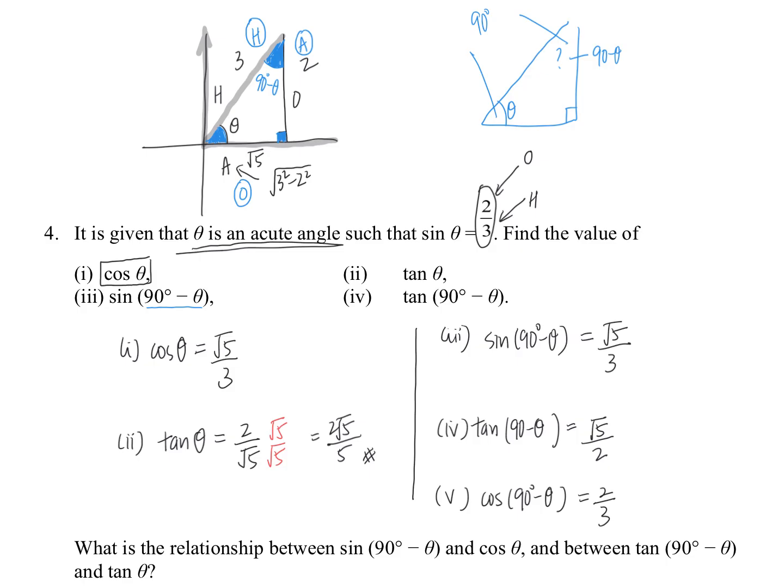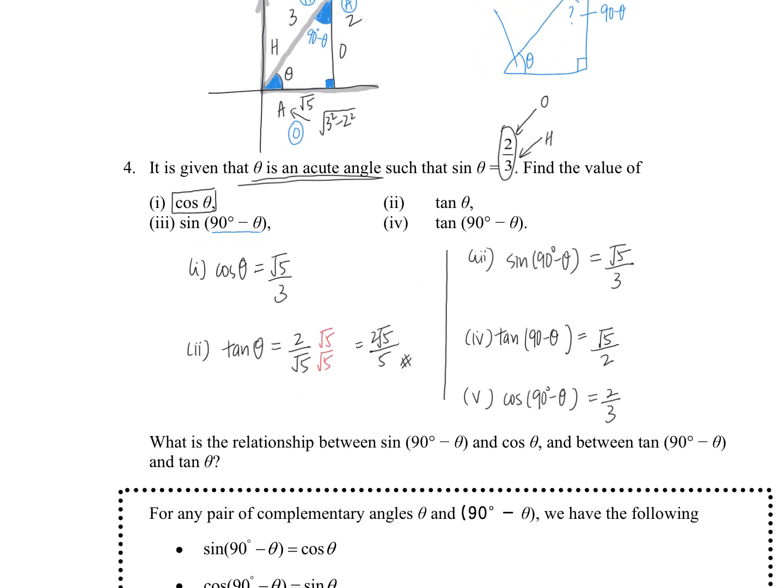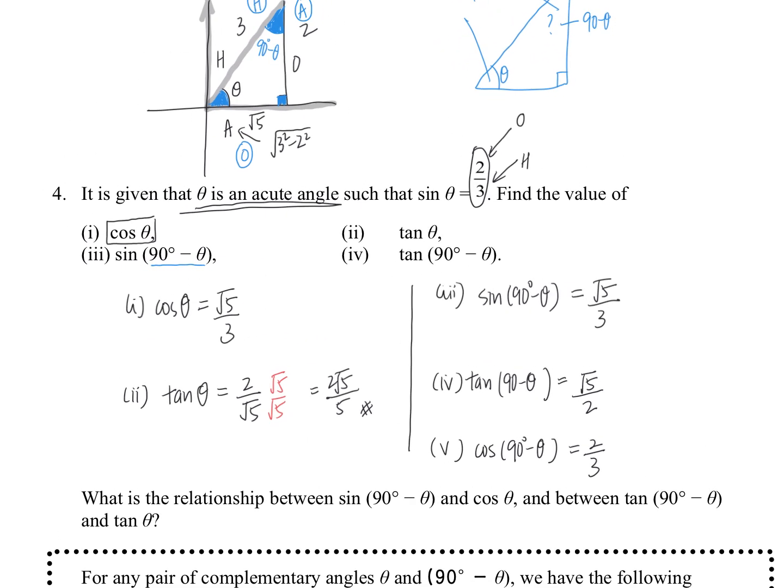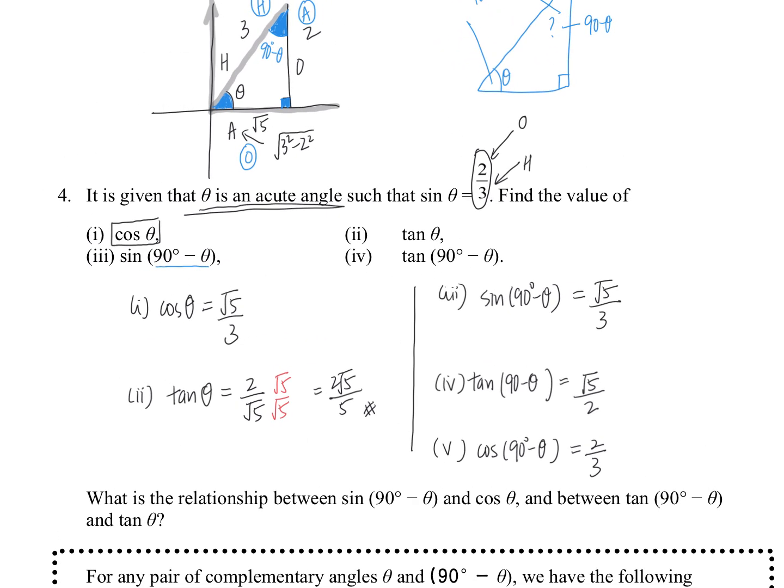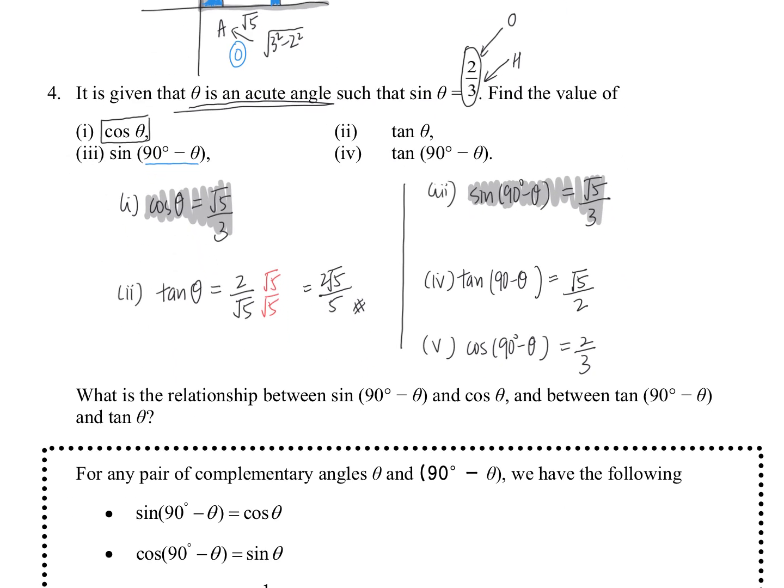Now they want you to find some form of relationship. Is there a relationship between sine 90 minus theta, this one, and cosine theta? Can you see they are equal actually? So they are equal. That's why they write here, they are the same. They will give you the same ratio.